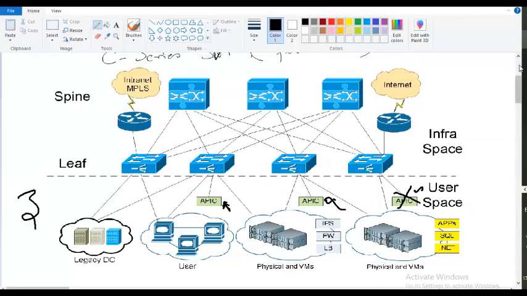So whenever APIC writes an information, it's going to be three copies. At least two of the APIC should be present in order to write. This is called quorum.